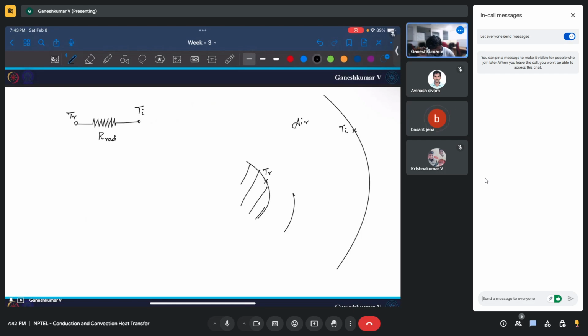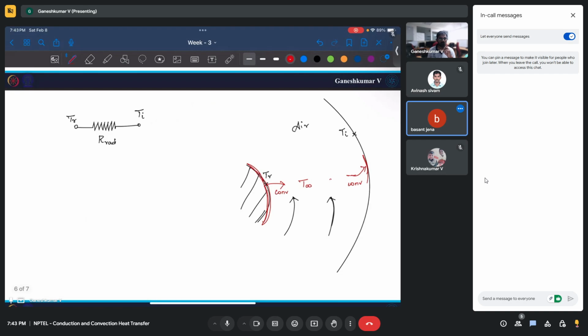Air is flowing. I mean it can flow anyway. That doesn't matter. So now what happens? Initially you have this surface. So air is flowing. Let's say you consider air to be some T infinity temperature. Then what happens? From surface to air, there is a convection. So this is one heat transfer. And from air to this surface, there is another convection. There are two convections in between.